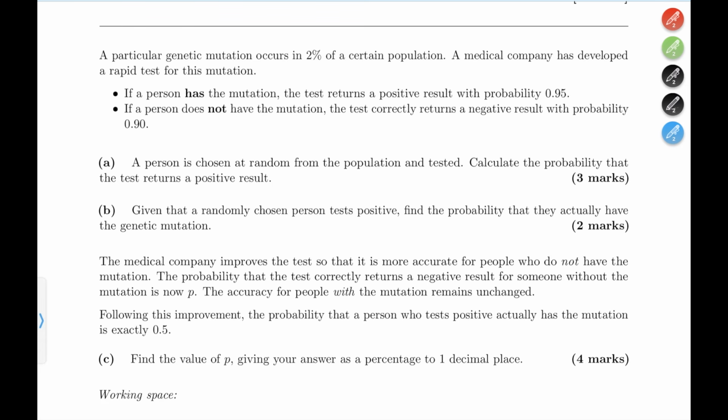A particular genetic mutation occurs in 2% of a certain population. A medical company has developed a rapid test for this mutation. If a person has the mutation, the test returns a positive result with probability 0.95. And if a person does not have the mutation, the test correctly returns a negative result with a probability of 0.9. A person is chosen at random from the population and tested. Calculate the probability that the test returns a positive result.